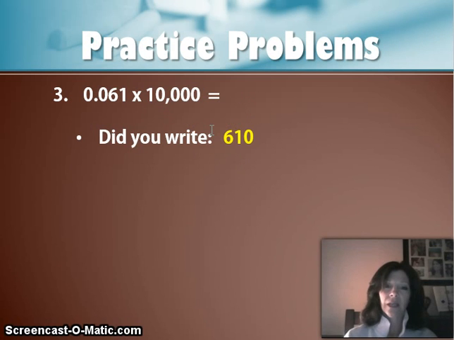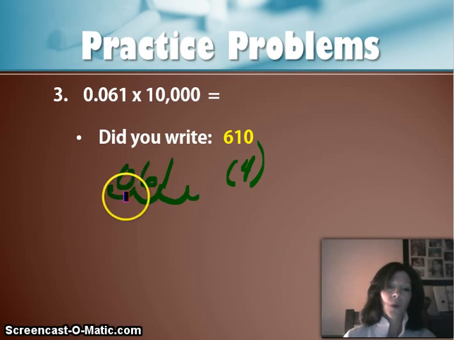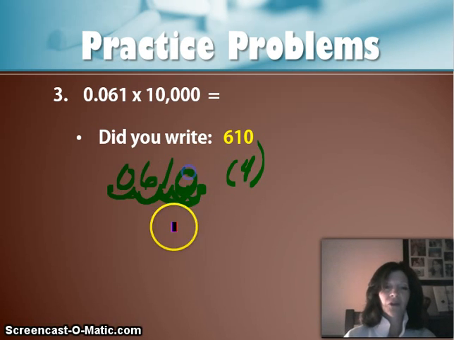Did you write 610? Let's look at that and see how you did. You started with 61 thousandths. Remember, we said that there were 4 zeros in 10,000. So your decimal point is going to go 1, 2, 3, 4 places to the right. In this little egg shape, you're going to annex a 0. So now your answer is 610.